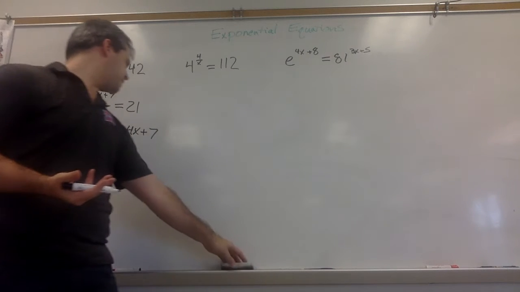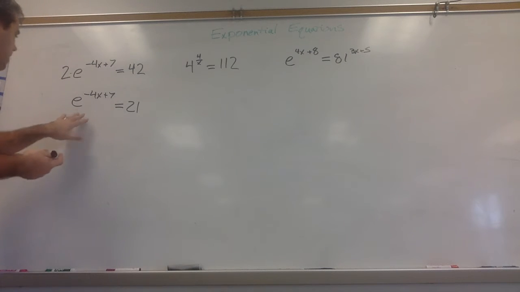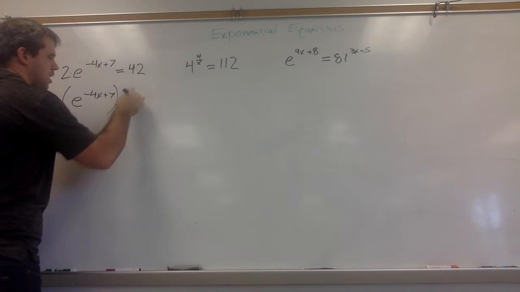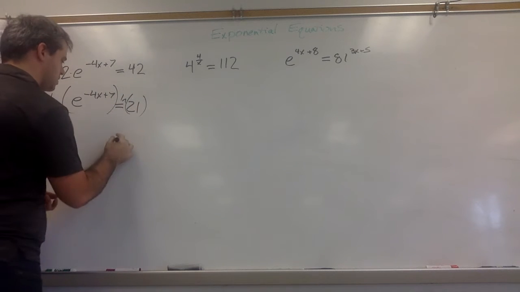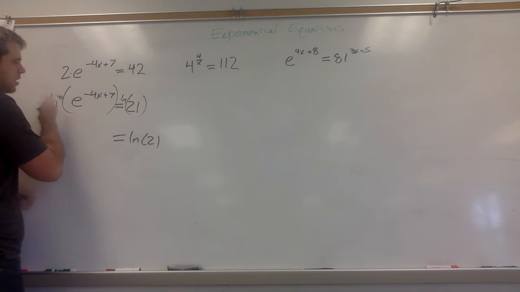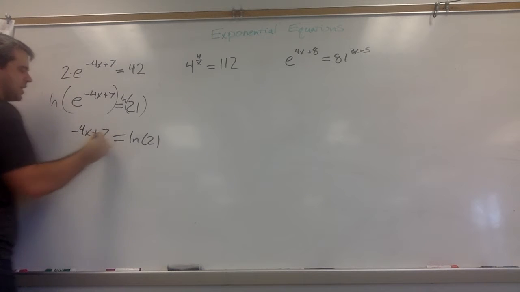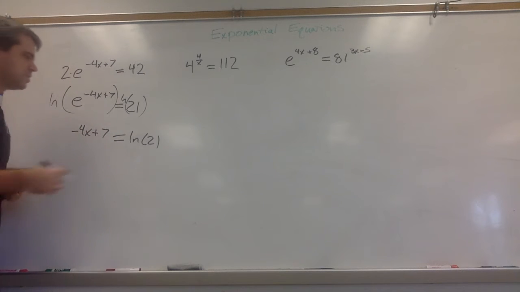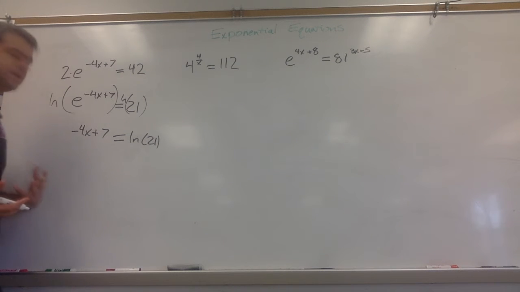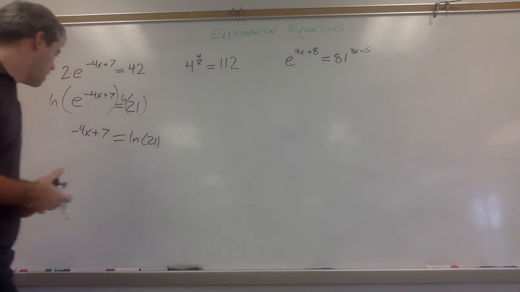Another way of thinking about it actually gets you the same answer. I'm going to take the natural log of both sides. So I get natural log of 21 and natural log of e to the something. Those are inverses, so that cancels. So I wind up with the same thing no matter which way I do it.